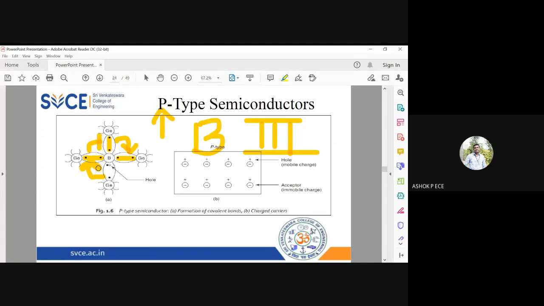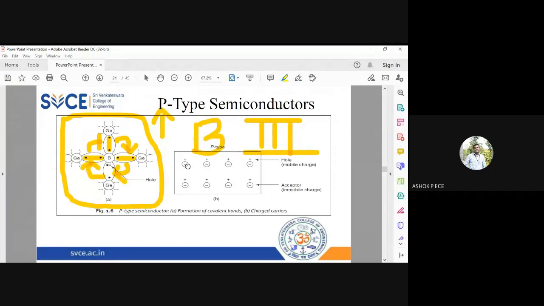So it is just like when an electron is moving from one bond to another bond, you have an absence of electron, you create a hole. So when an electron is not here, you create a hole. In this way, you generate holes in an excessive way by doping the semiconductor with trivalent impurity. Trivalent means group 3 elements.